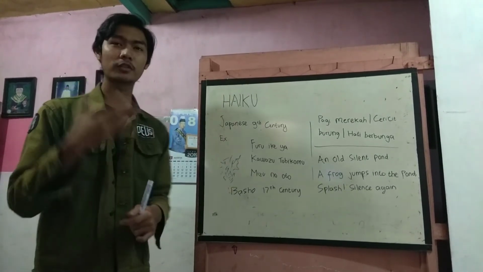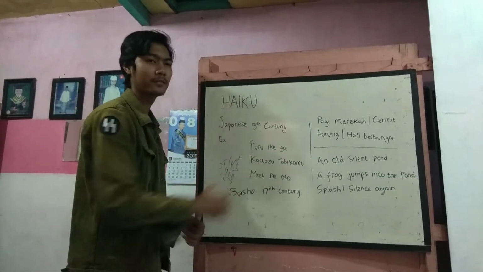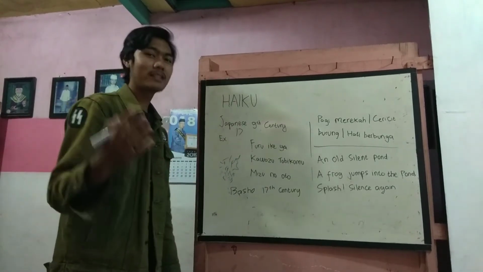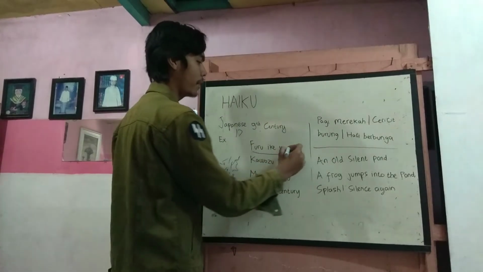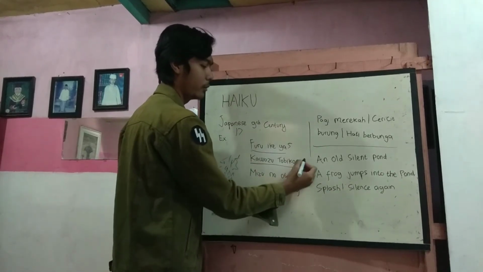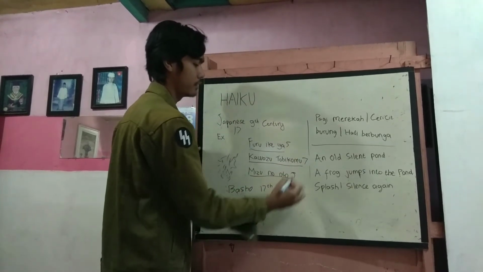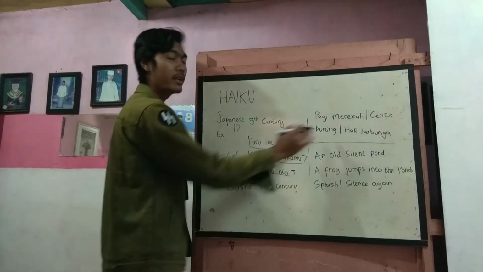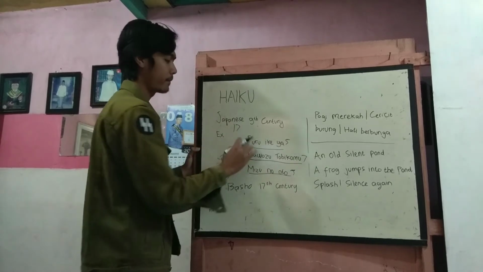I would like to tell you about the little highlight in Haiku Poem. Basically, Haiku Poem has 17 syllables. In the first stanza, we have 5 syllables, and in the second stanza, we have 7 syllables. In the third stanza, we have 5 syllables, whether it is in Japanese, or Indonesian, or English.